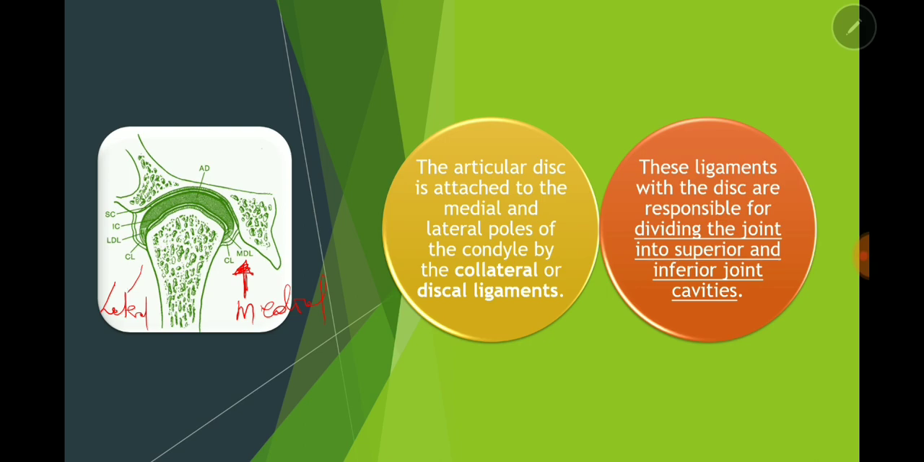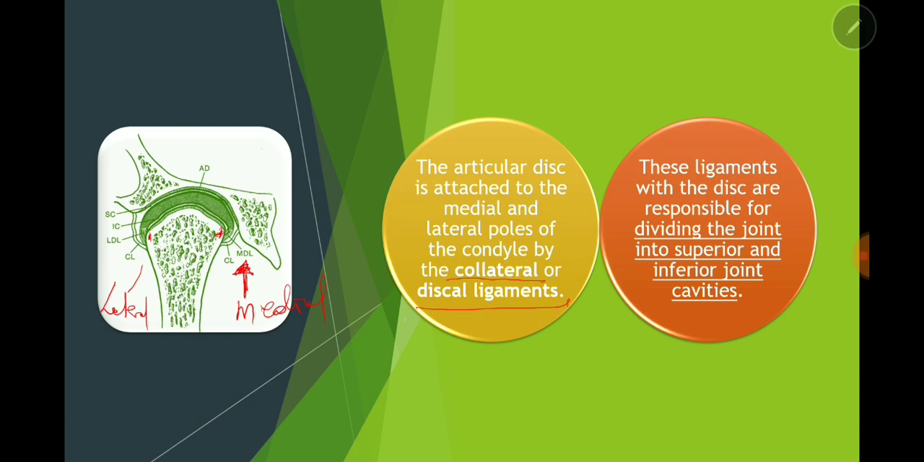Now, how do you know this is medial and this is lateral? Remember, the medial portion of the condyle is more pronounced. If you see here on the medial, this point is pointed compared to this point here, which is blunted. So you know that's the medial portion. The articular disc attaches to the medial and the lateral poles by way of collateral ligaments.